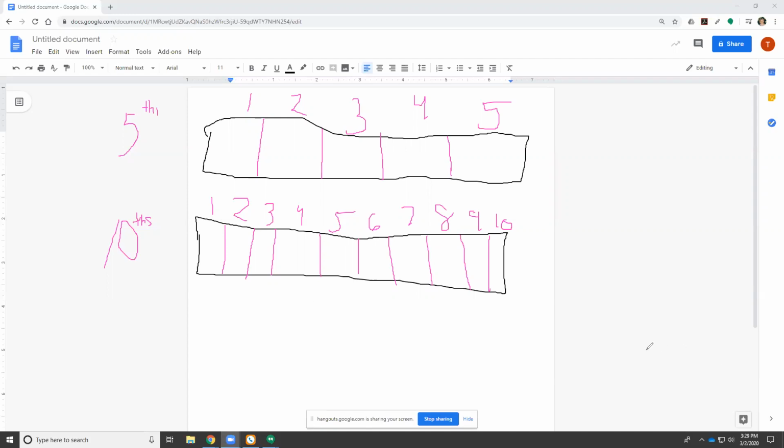Now, I want to eat 2/5 of this chocolate bar. If I want to eat 2/5, how many pieces should I color in? No, not all of them. So I want 2/5.